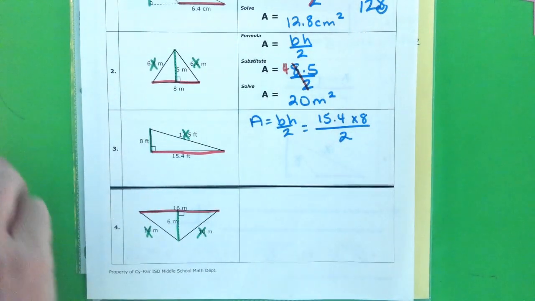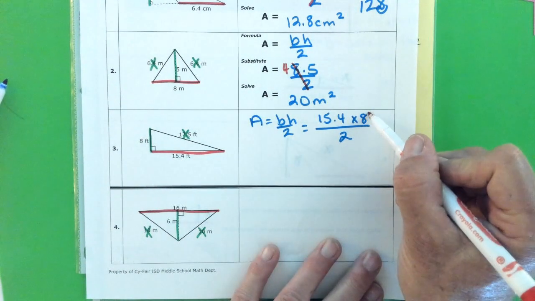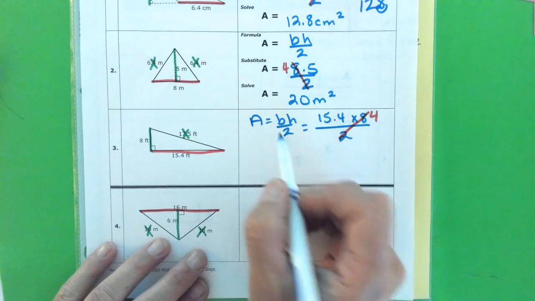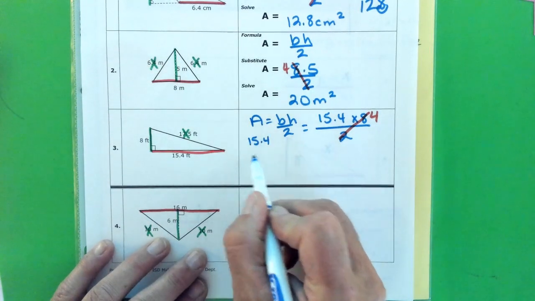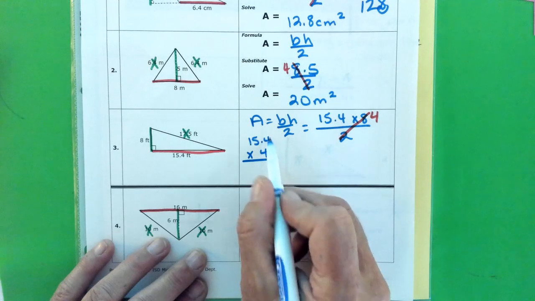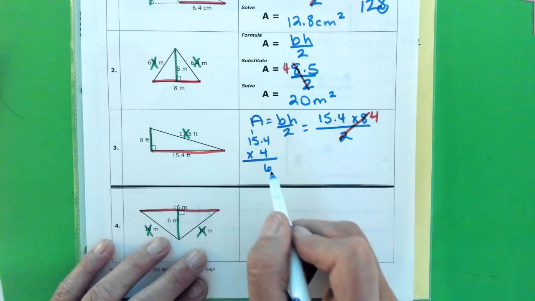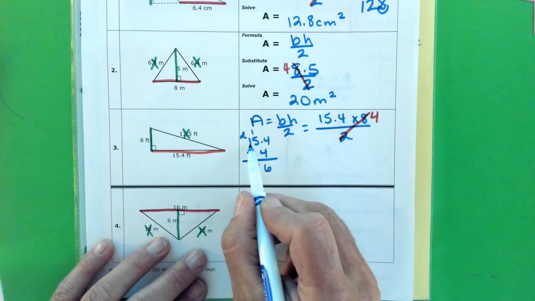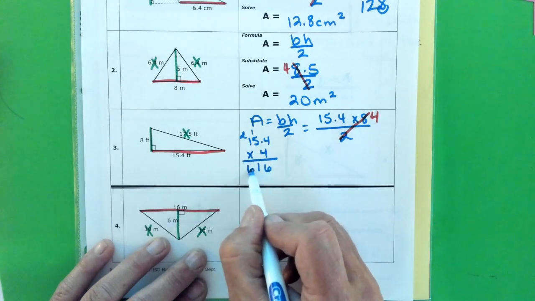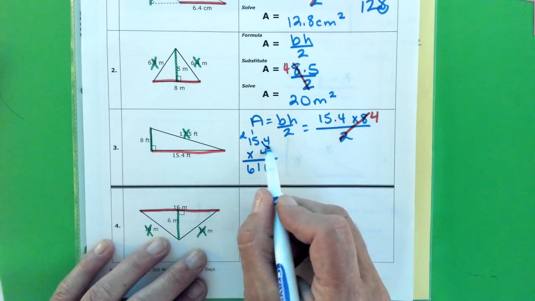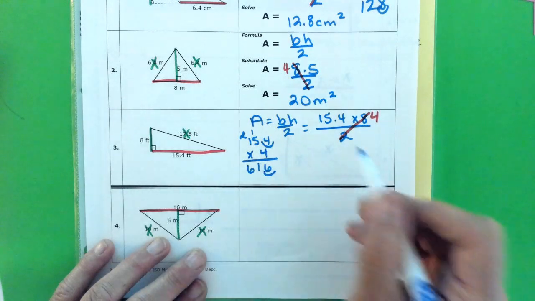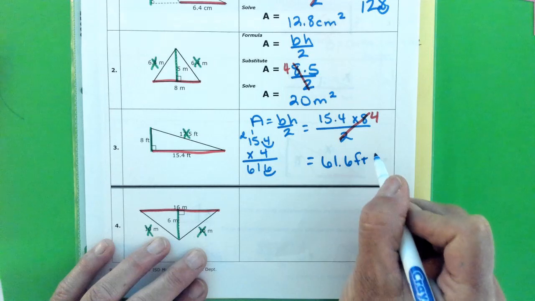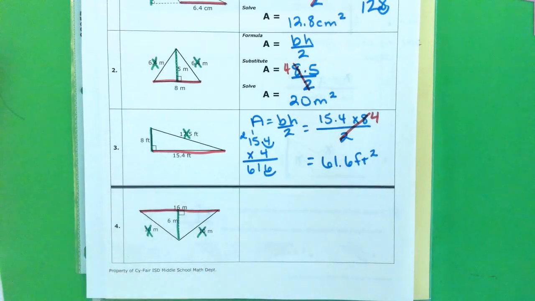I see a shortcut. 8 divided by 2 is 4. So then all I have to do is 15.4 times 4. Okay, 4 times 4 is 16. Carry the 1. 20 plus 1, 21. 4 plus 2, 6. Sorry. So I ignored one decimal. I got to put one decimal back, and my answer here is 61.6 feet squared to show two-dimensional area.